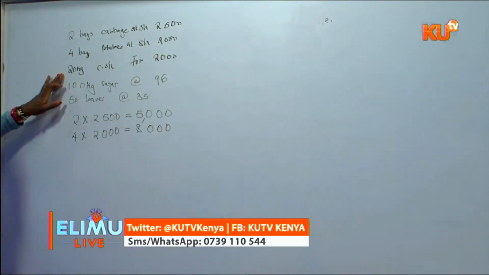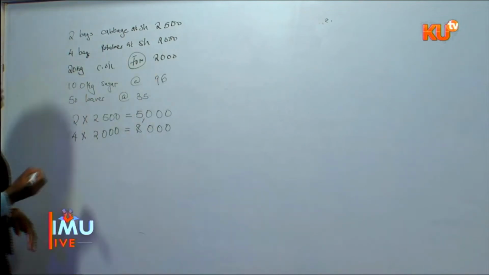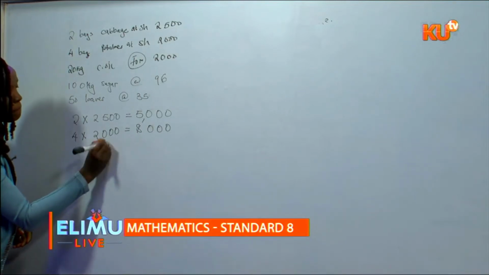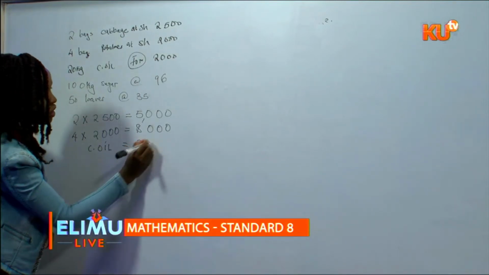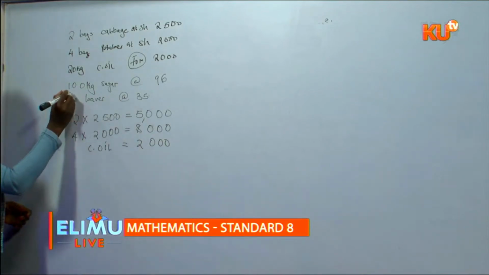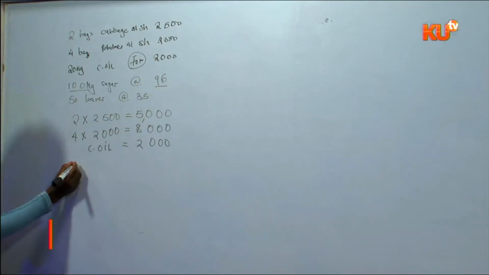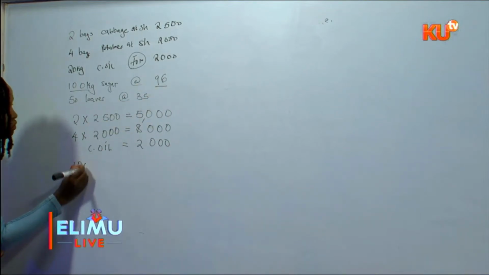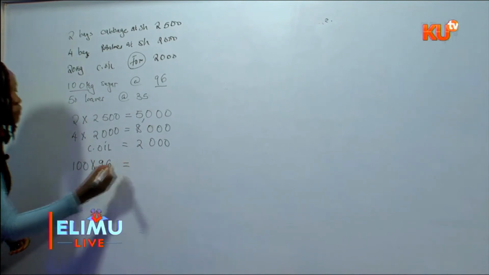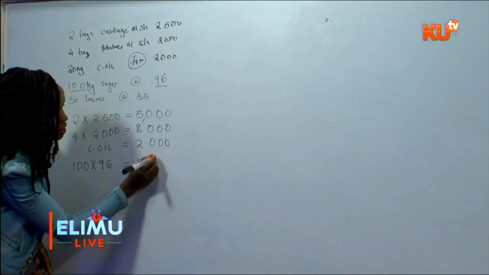Then the 20 kgs of cooking oil cost 2,000. The 4 means the total cost, so the cooking oil cost 2,000 shillings. Then I have 100 kgs of sugar at 96 shillings. So it is going to be the number of kgs bought times the cost of 1 kg. That is 96 times 100. We get 9,600.